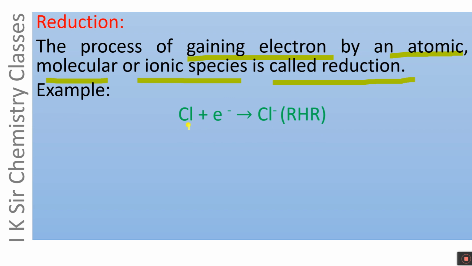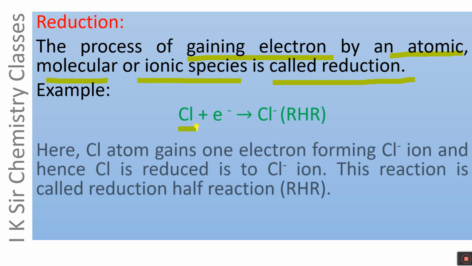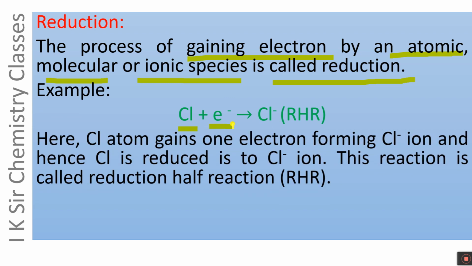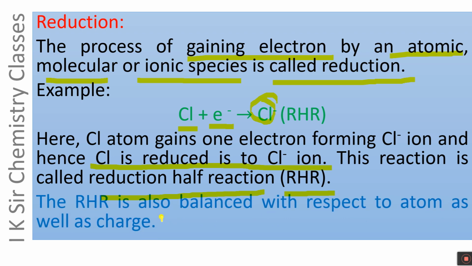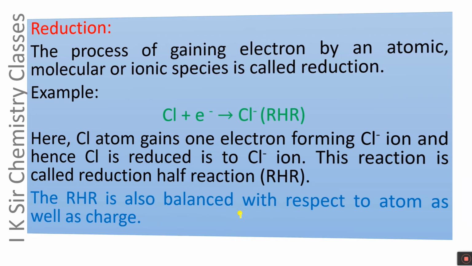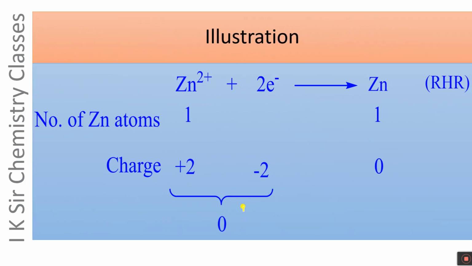In this reaction, Cl atom gains one electron forming Cl minus ion, and hence Cl is reduced to Cl minus ion. This reaction is called reduction half reaction and it is written in short form as RHR. The RHR is also balanced with respect to atom as well as charge. An illustrative example is given below.